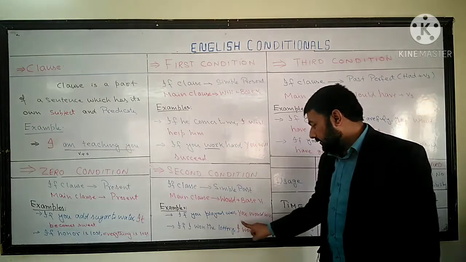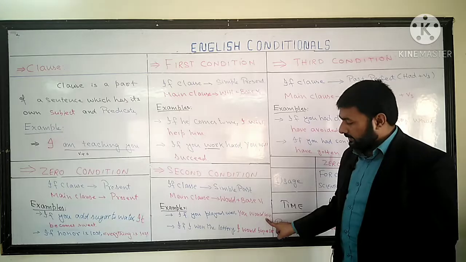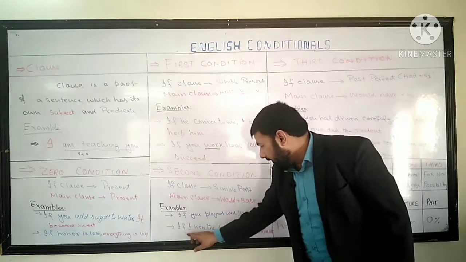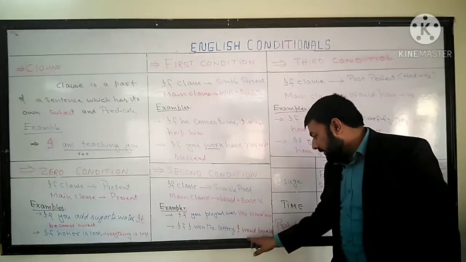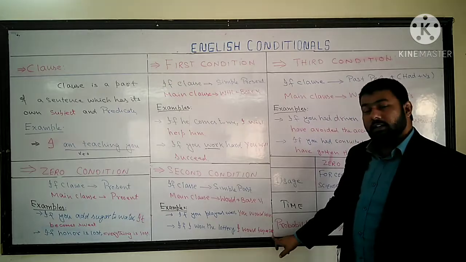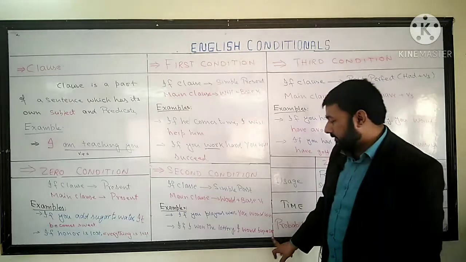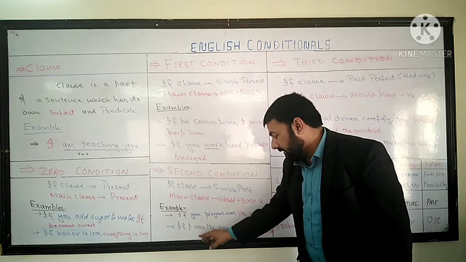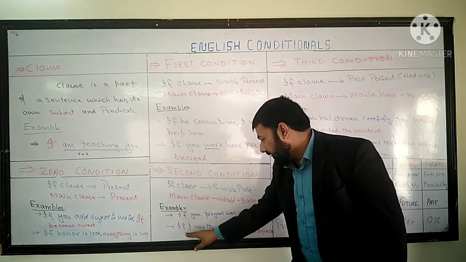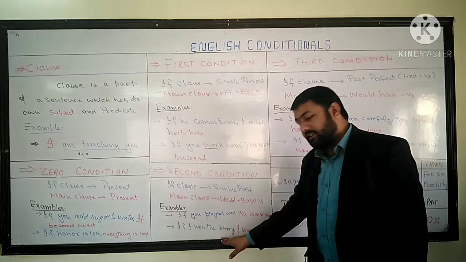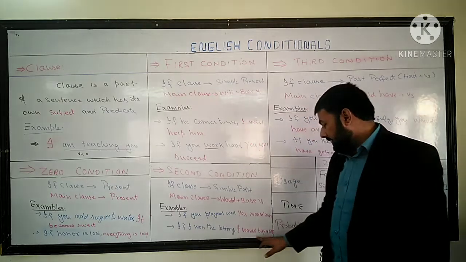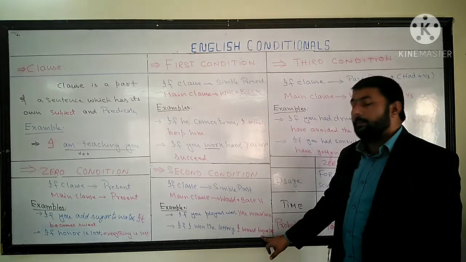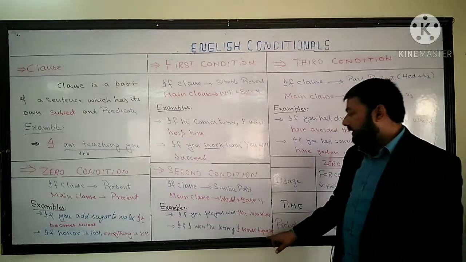You played well, you would win. Let's take another example. If I won the lottery, I would buy a car. Again, in the if clause written in blue, the main verb is in the second form, and the resultant has would plus the first form of the base verb buy. I would buy a car.